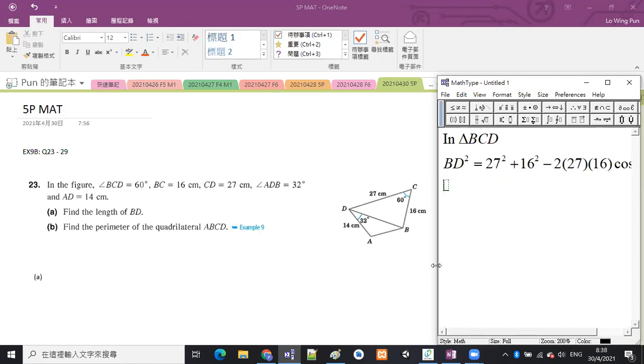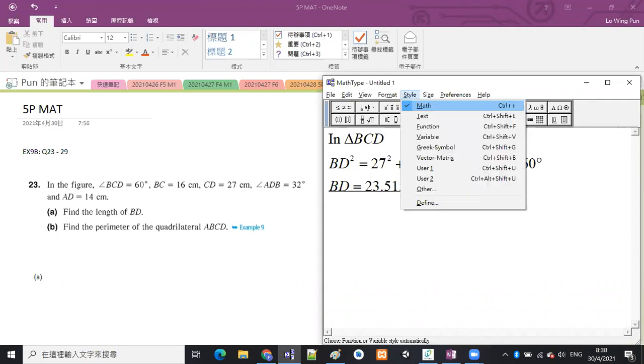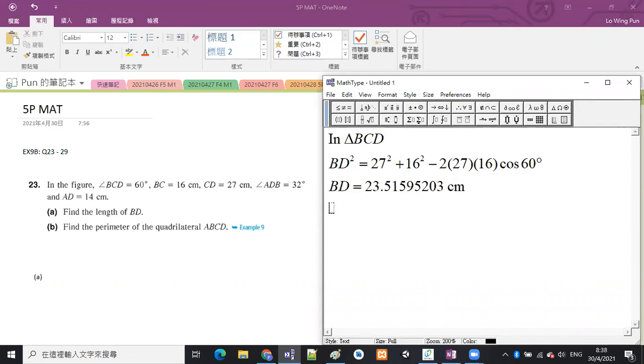And then we just use the calculator to calculate the right-hand side, 27 squared plus 16 squared minus 2 times 27 times 16 times cosine 60 degrees. And then don't forget to take square root, okay? So square root, BD should be equal to 23.5159523 cm. Because BD is the answer of part A, so we need to correct this answer to 3SF. So it should be 23.5 cm, okay? And this one is correct to 3 significant figures. And that is part A.